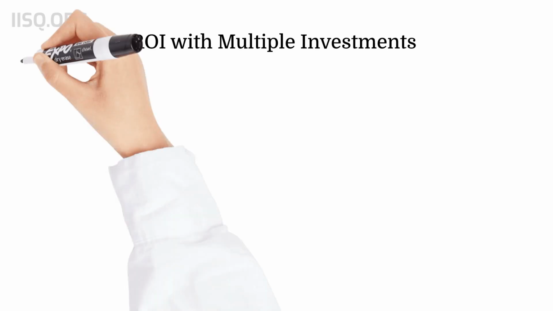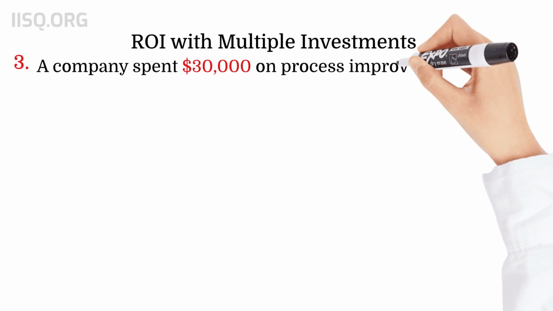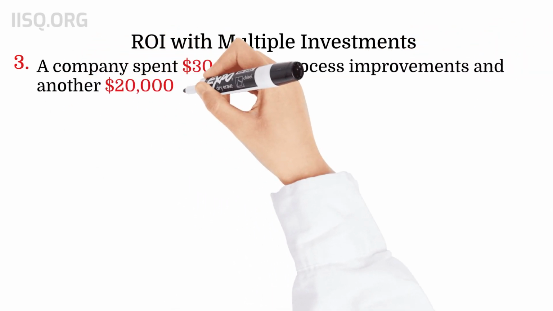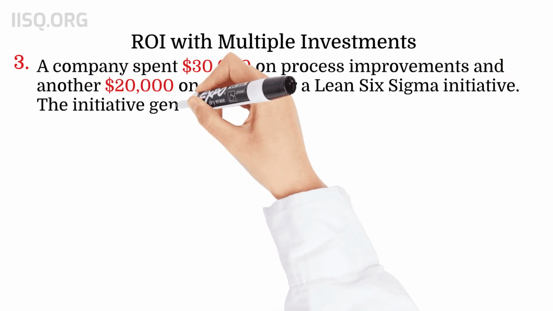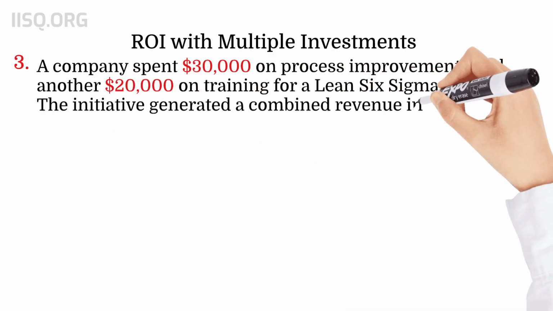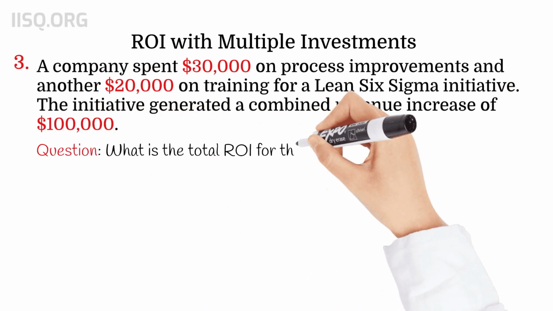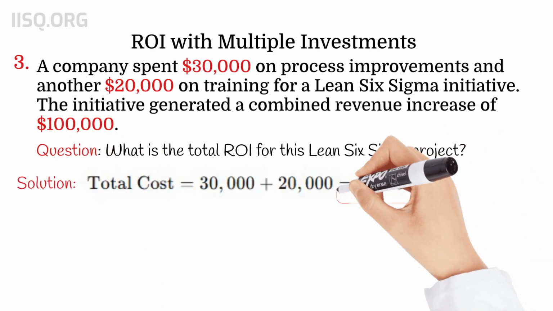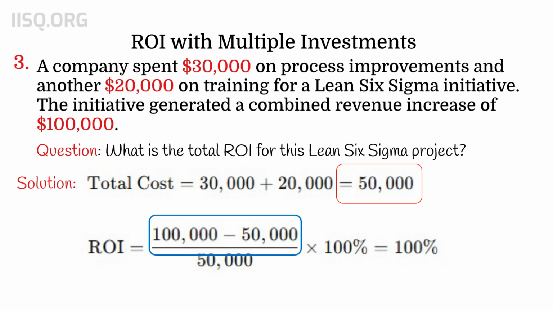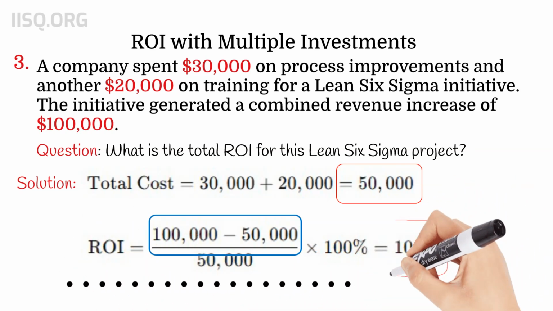Now we shall discuss an example of ROI calculation with multiple investments. A company spent $30,000 on process improvements and another $20,000 on training for a Lean Six Sigma initiative. The initiative generated a combined revenue increase of $100,000. What is the total ROI for this Lean Six Sigma project? Here total cost is $50,000. The total profit is $50,000. Therefore, ROI is 100%.